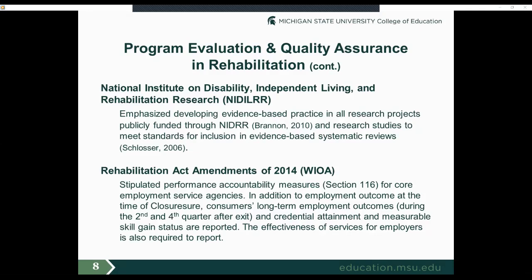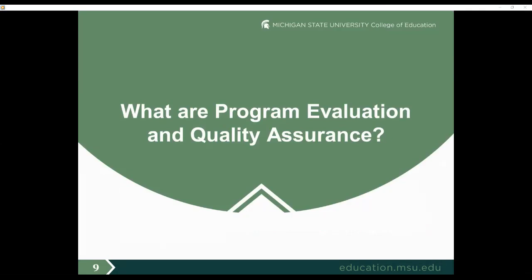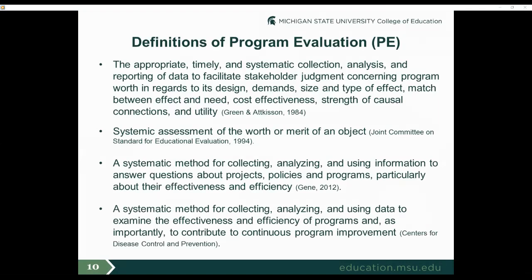Now let's take a look at some of the definitions of program evaluation and quality assurance and note some of the differences and distinctions of each. So on this slide we can see there's a number of definitions of PE provided from different kinds of organizations and disciplines. My preferred definition on this page would be the latter one, done by the Center for Disease Control and Prevention. It really fits, I think, more clearly the scope of what we're trying to do.